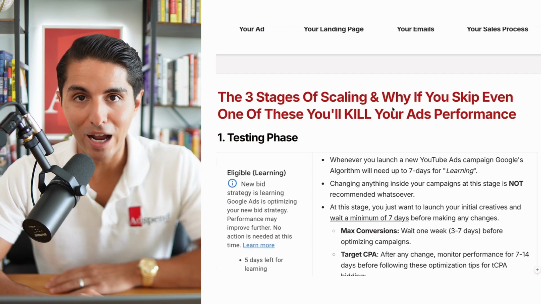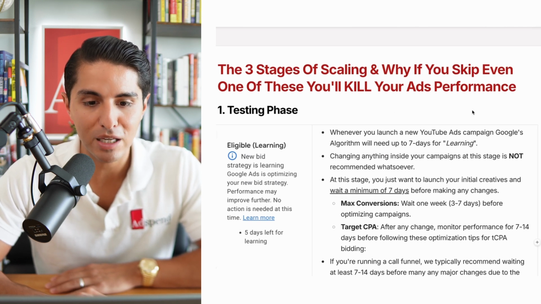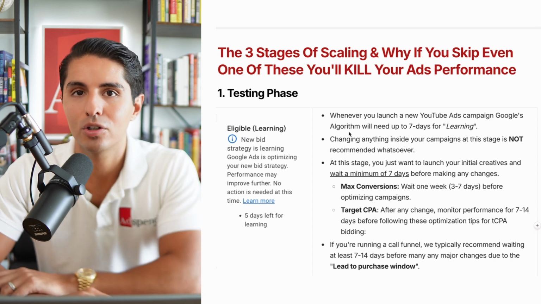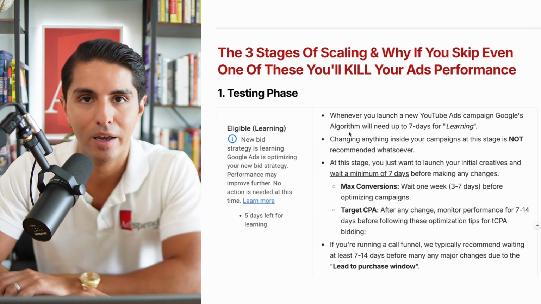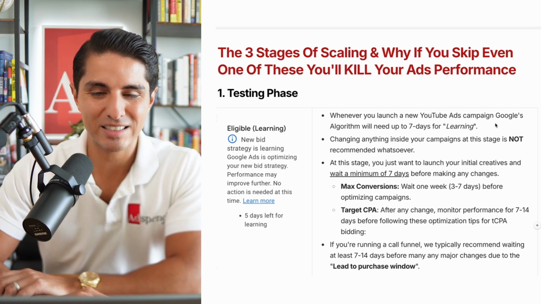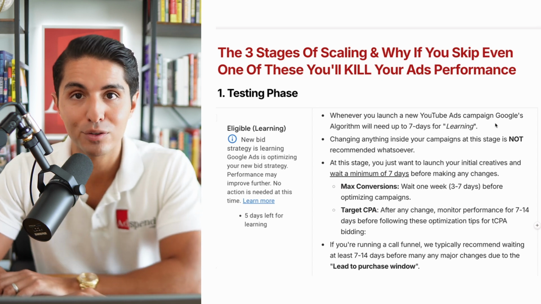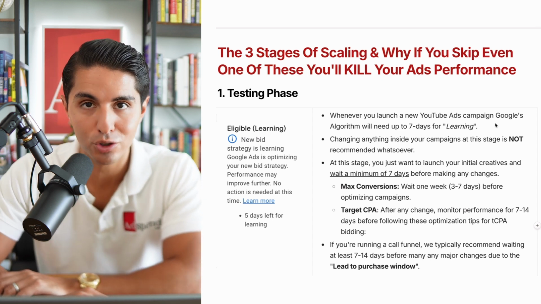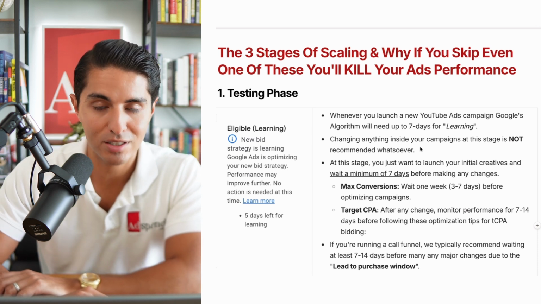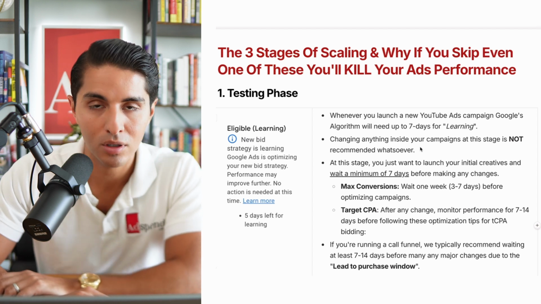And so if you have that, great. Let's move to step 3 here. The 3 stages of scaling and why if you skip even one of these, you'll kill your ads performance. So when you first launch a campaign, your campaign does what's called learning, okay? Whenever you launch a new YouTube ads campaign, Google's algorithm will need at least 7 days to learn who the hell you're targeting, who you're trying to optimize for, what conversion goals you're trying to get. And so changing anything inside your campaigns at this stage is not recommended whatsoever. And a lot of people do this, unfortunately, because they don't actually know what they're doing.